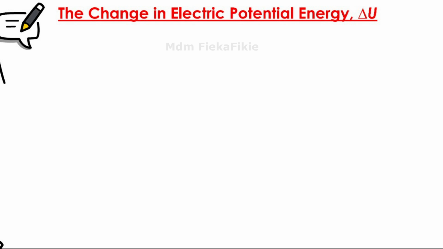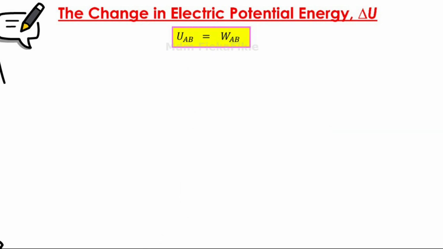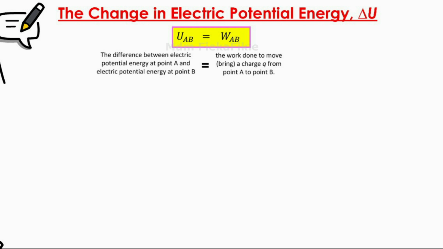Tapi sebelum kita discuss, I want to remind you that actually UAB, the electric potential energy U, is equal to WAB, di mana the difference between electric potential energy at point A and point B is equal to the work done to move or to bring a test charge Q from point A to point B. Ingat ya, UAB is the difference between electric potential energy at point A and point B, dan juga WAB pula adalah the work done to move a charge Q from point A to point B.